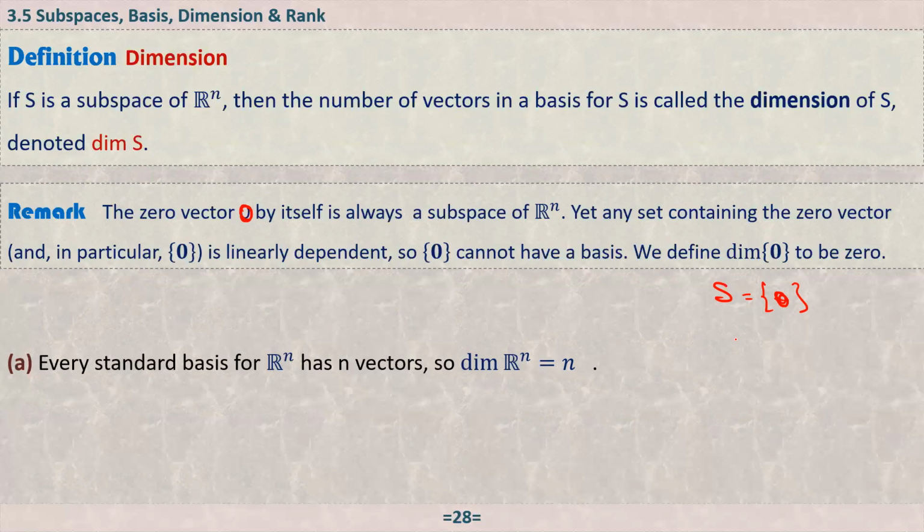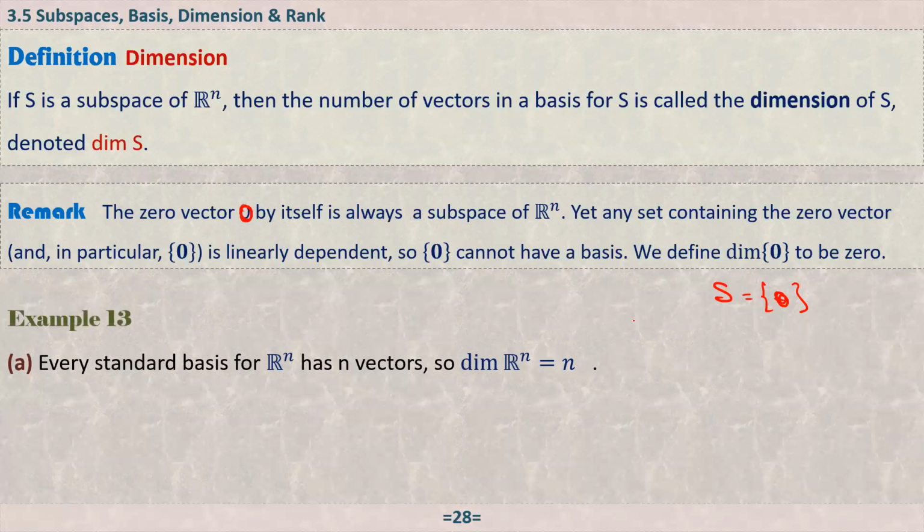That's why it is a subspace for Rn. But also, we know that any set containing the zero vector, if you just add the zero vector to any set, becomes linearly dependent. So this zero set cannot have a basis, and we are just defining the dimension of zero as zero. So the dimension of the set that contains only the zero vector is zero.